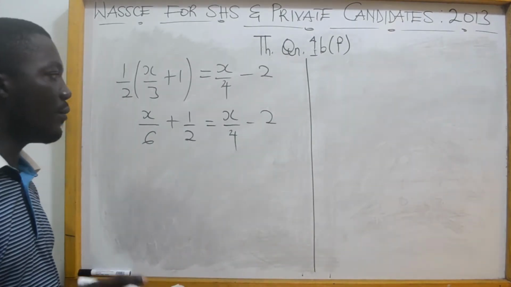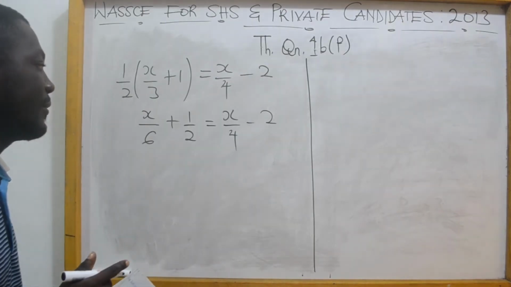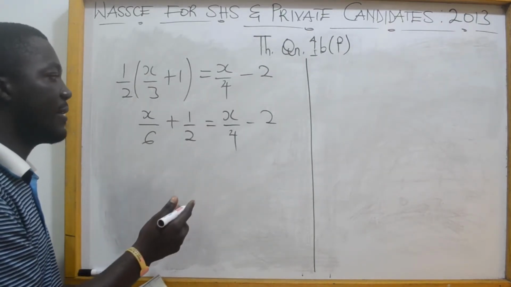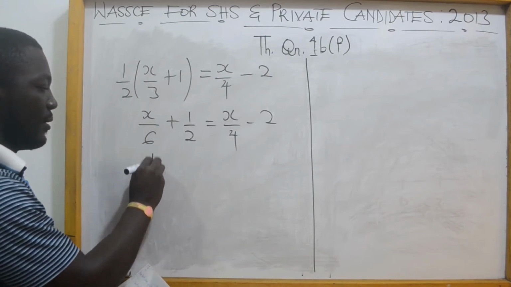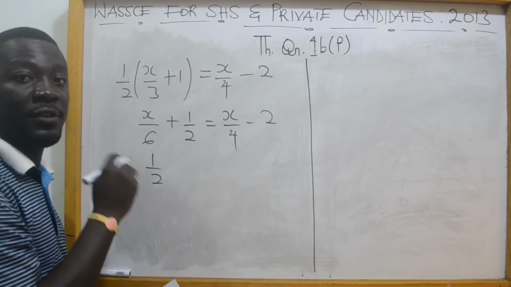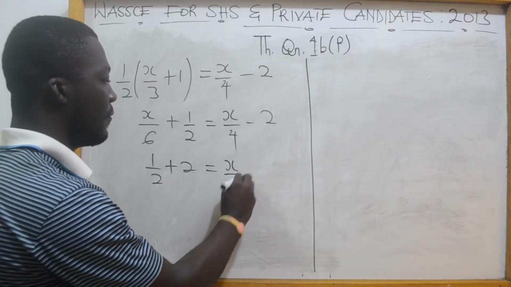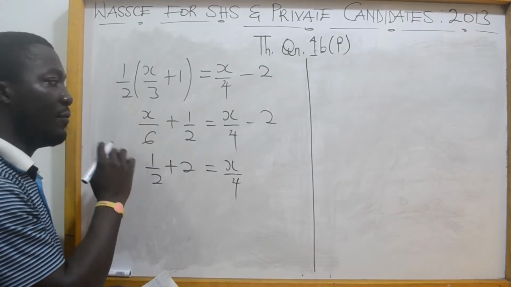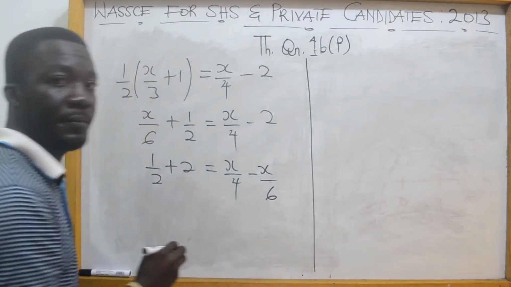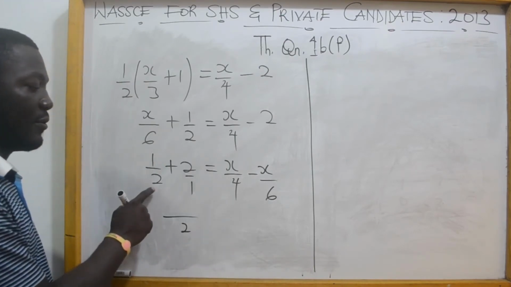At this point, we group the x's at one side and the numbers at the other side. Now, the numbers will come to the left hand side and the x's will move to the right hand side. Half is already there. This negative 2 will be transposed to the left hand side and becomes positive 2, is equal to x out of 4, already there. Then this x out of 6 will be transposed to the right hand side and becomes minus x out of 6.